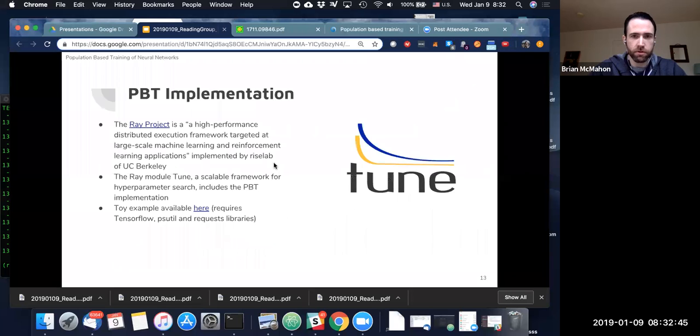Okay, I'll continue. So I am aware of one implementation of population-based training that has been implemented by the RAY project, which is by UC Berkeley. The RAY project is a high-performance distributed execution framework targeted at large-scale machine learning and reinforcement learning applications. And within RAY, the module Tune is a scalable framework for hyperparameter search, which also includes a PBT implementation. There's actually a toy example available as well, which I've been messing around with, but I think where it's most useful is if you apply it to your specific use case in a hyperparameter optimization exercise.